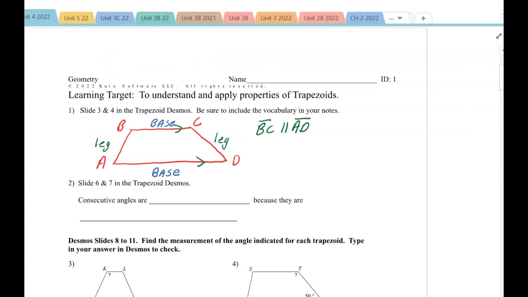So those are called base angles, and sometimes we call them consecutive base angles. So I'm going to highlight here. Angle A and B are consecutive base angles. Angle C and angle D are consecutive base angles. And consecutive base angles are supplementary.